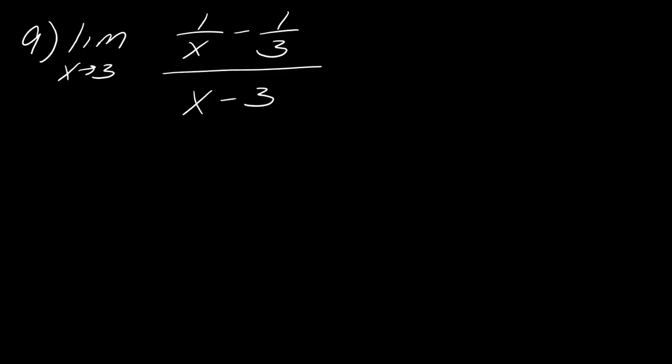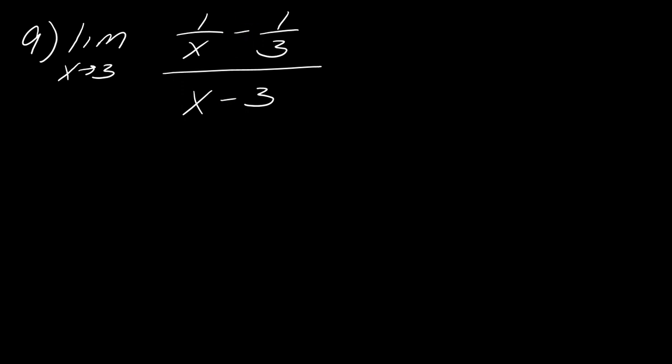Okay, so for 9 here, notice I've got the limit as x approaches 3 of 1 over x minus 1/3 over x minus 3. In this case, if I plug in 3, I get 0 over 0 once again. So now I have to think through my bag of tricks. I have a fraction on top here, and so what I want to do is just try to get rid of the fraction. My preferred method of doing that is to multiply both the top and bottom of this whole fraction, because really this whole thing is a fraction too, right?